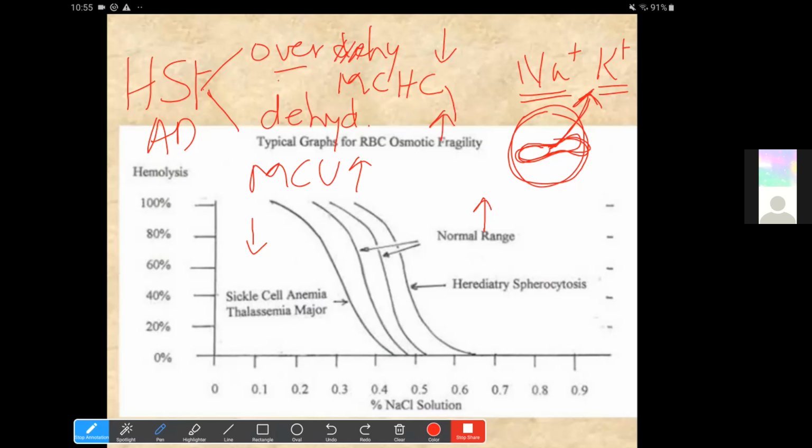actually the mean corpuscular hemoglobin concentration decreases, because there will be more water in the red blood cell compared to the hemoglobin. So the hemoglobin concentration will be diluted out because of the overhydration of the red blood cells. And in the dehydrated form, of course, we can visualize that because the water and the cations leak out, there's a concentrated fluid, and the hemoglobin concentration will then increase in the dehydrated form.